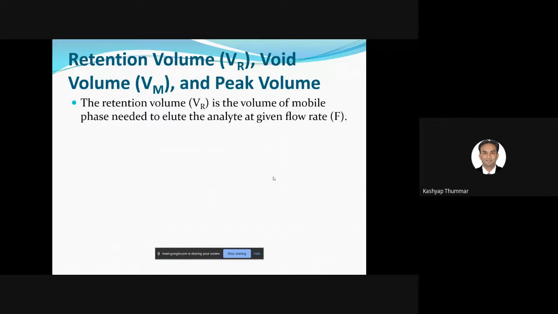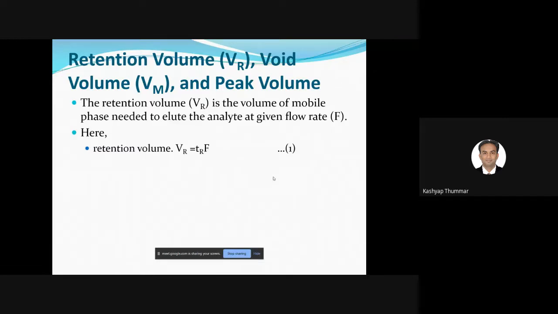So flow rate. Now again, one term is flow rate. So what is the flow rate? The mobile phase is flowing at a particular rate. It is called the flow rate. So here, retention volume means VR. V means volume, R means retention. So VR is equal to TR into F. F means flow rate, and TR, we have already learned, is retention time.